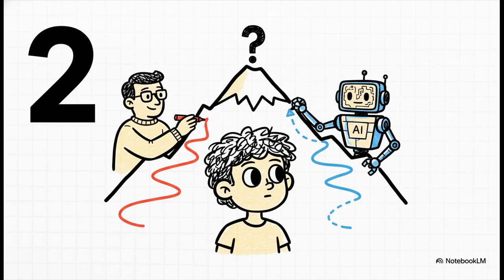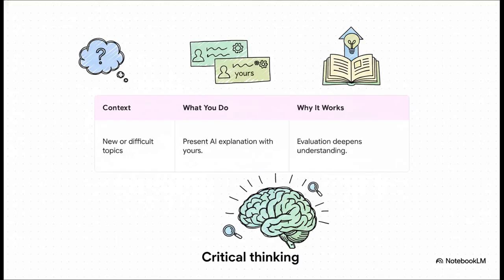All right, on to strategy number 2. This one is brilliant for when you're introducing a new topic, especially a tricky one. Imagine this. You explain a concept, say photosynthesis. Then you show them an explanation that an AI generated, and you ask them, okay, let's compare these. Which one makes more sense? Is the AI one missing anything important? Why is this one clearer than that one?